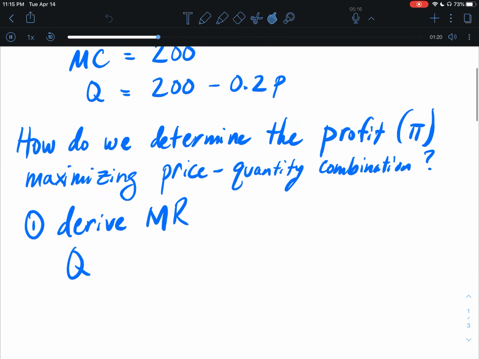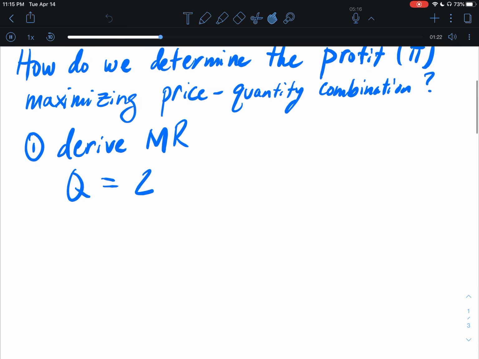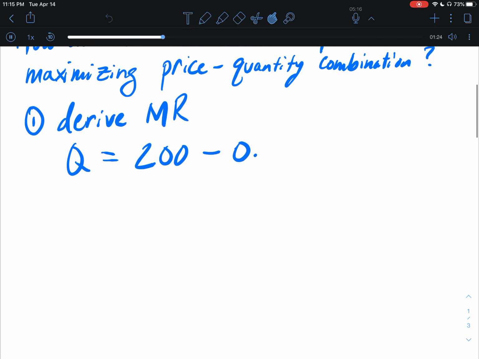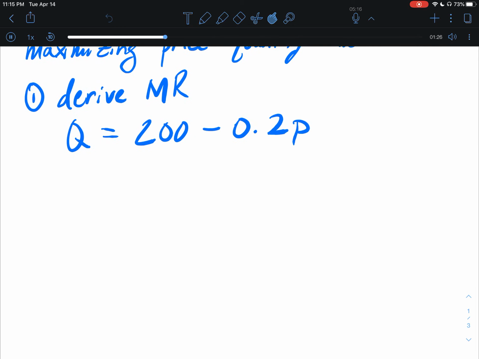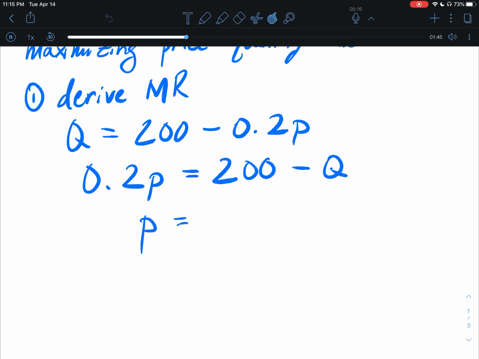So above, we said that Q is equal to 200 minus 0.2P. Remember, we have to first find the inverse demand function. That just means solving this same equation, but for P. So we're going to do some algebra, move 0.2P over to the left-hand side, and subtract over the Q. Now divide by 0.2, and P is equal to 1,000 minus 5Q.